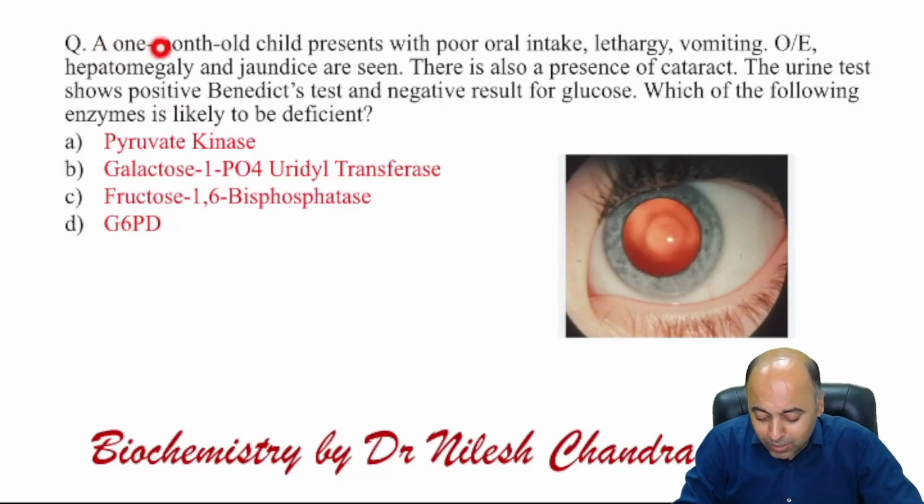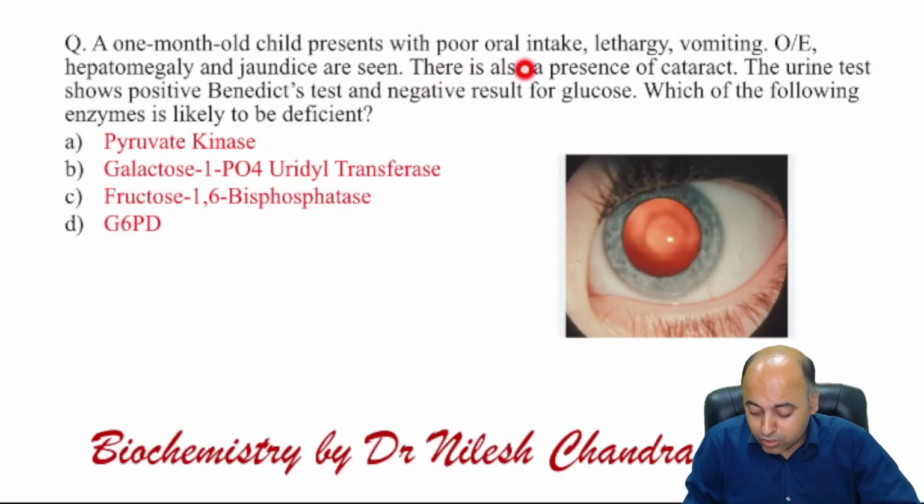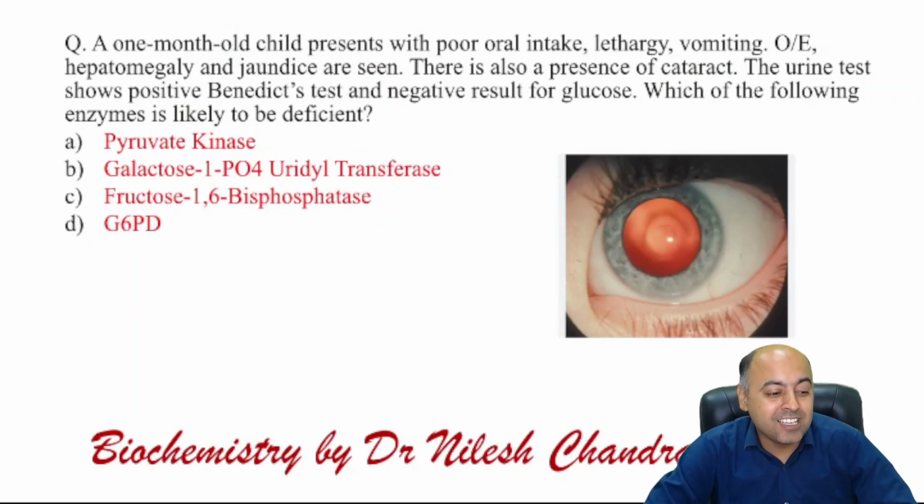Okay, so a 1 month old child presents with poor oral intake, lethargy, vomiting. On examination, hepatomegaly and jaundice are seen. There is also a presence of a cataract, the picture is shown here. The urine test shows positive Benedict and negative result for glucose. Which of the following enzymes is likely to be deficient: deoxyribonucleic kinase, galactose 1-phosphate uridyl transferase, fructose 1,6 bisphosphatase, and glucose 6-phosphate dehydrogenase.